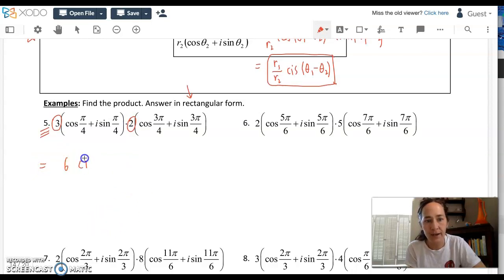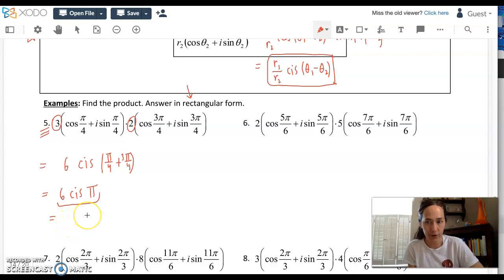Cosine plus i sine, I'm going to be lazy and just write cis there for starters, and then I have to see what I'm going to do with the two angles. Well, the rule says when you multiply two complex numbers, you add the two angles. So pi over 4 plus another 3 pi over 4. And this looks like it'll come out quadrantal. 6 cis, just a regular pi, right? A quarter pi plus 3/4 pi. Here's your answer in polar form.